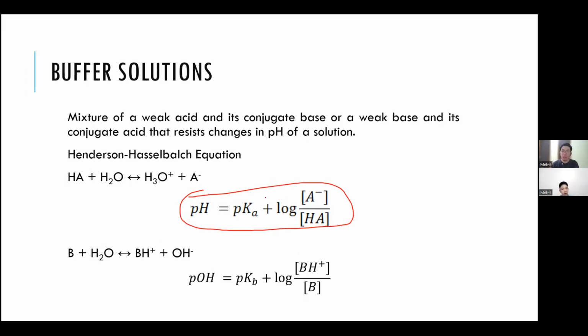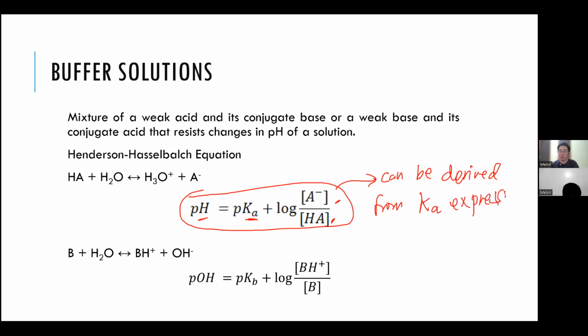So we can easily calculate the pH of buffer solutions using the Henderson-Hasselbalch equation. Saan natin to pwede ma-derive? Naalala mo to? Can be derived from where? Saan natin na-derive yan? O tignan mo yung mga values. May Ka, may H, may A minus, HA. Sa Ka mismo po. Very good. Sa Ka expression ni weak acid, no? So this one can be derived from Ka expression of your weak acid component.